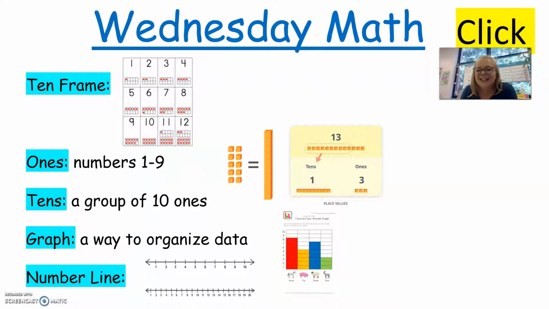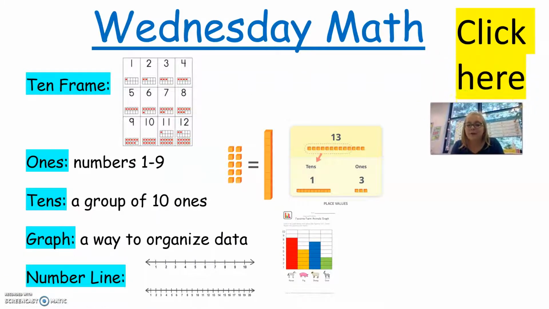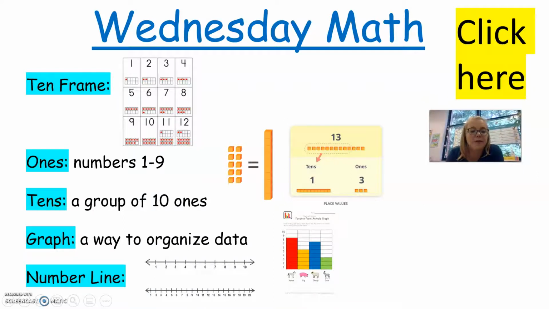Hey everyone, today we're gonna finish some of what we did yesterday. Okay, but first we need to go through our vocabulary.